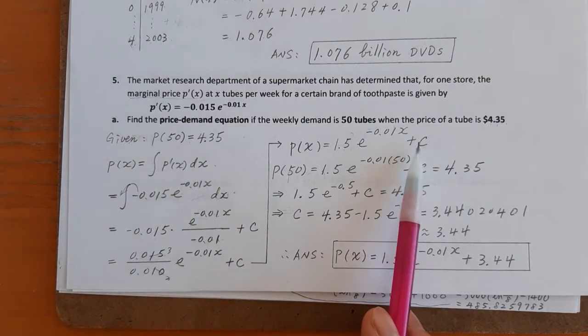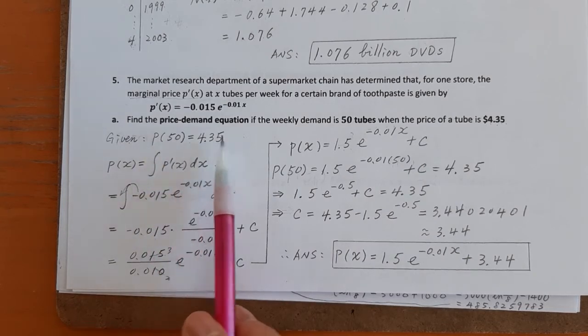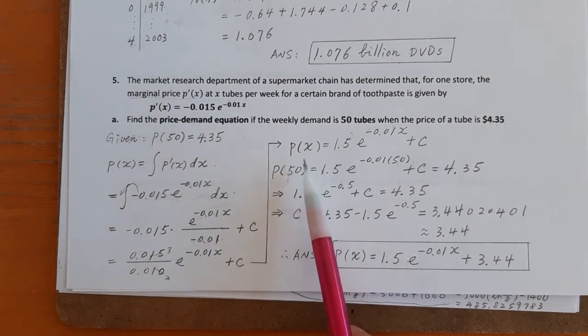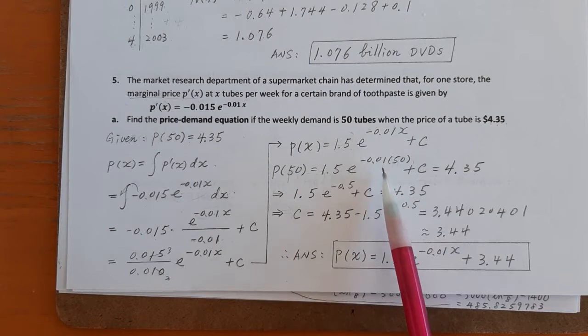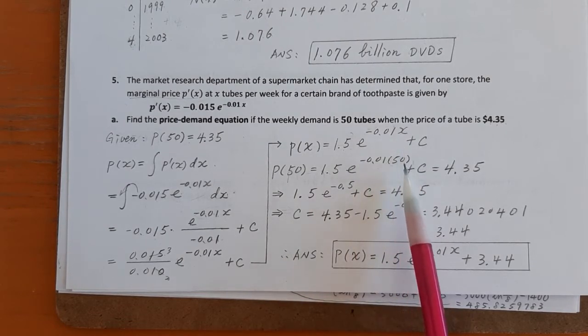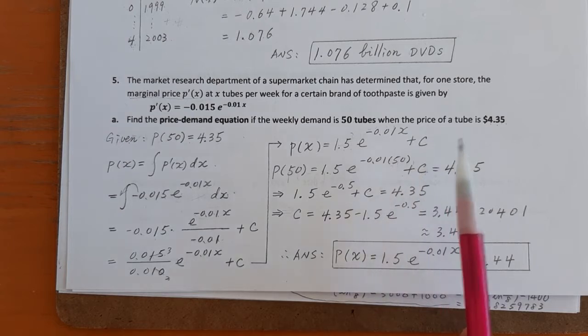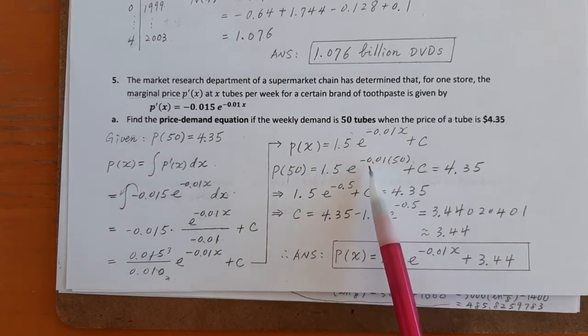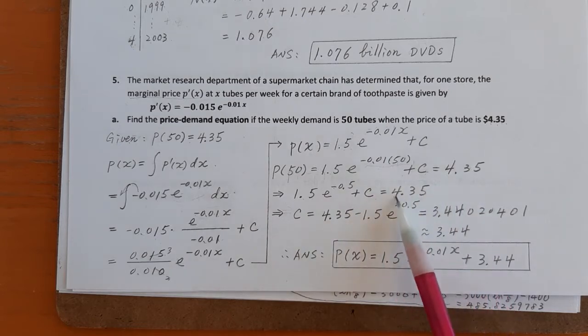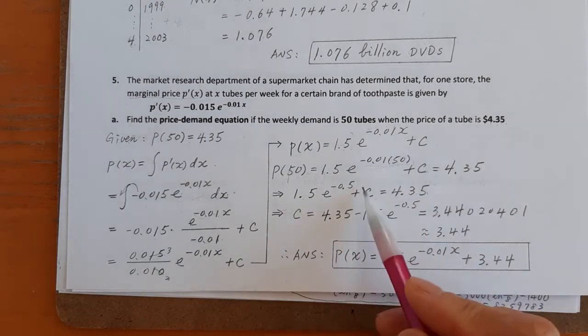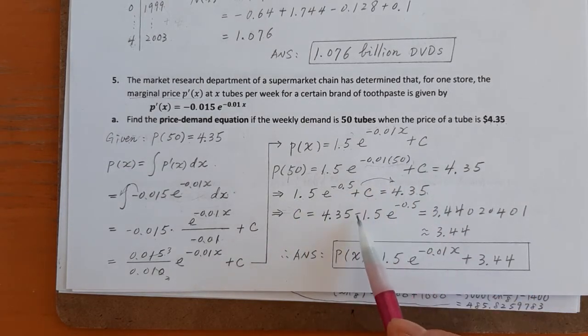Given the condition, we need to figure out the c. From the given condition, P of 50 equals 4.35. So for x use 50 and plug it in. We get 1.5 e to the power negative 0.01 times 50, plus c. Figure out the c. Multiplying 0.01 by 50, we get negative 0.5, add a c, equal 4.35. So c equals 4.35, move this over and change the sign, minus 1.5 e to the power negative 0.5.